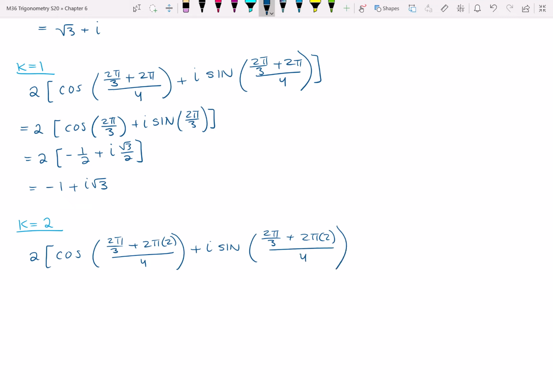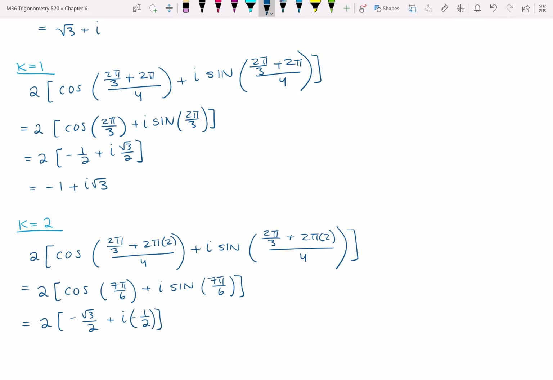And if we simplify this, we get 2 cosine of 7 pi over 6, plus I sine of 7 pi over 6. And again, 2 times cosine of 7 pi over 6, that's just equal to negative square root of 3. And then I sine of 7 pi over 6, it's going to be negative 1/2. So this just simplifies to negative square root of 3 minus I. So again, that's the other root.